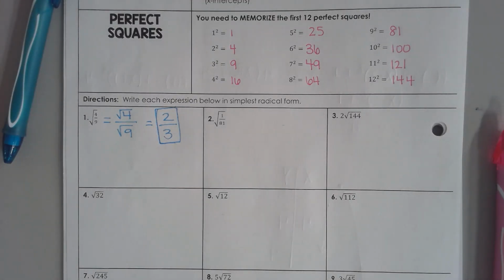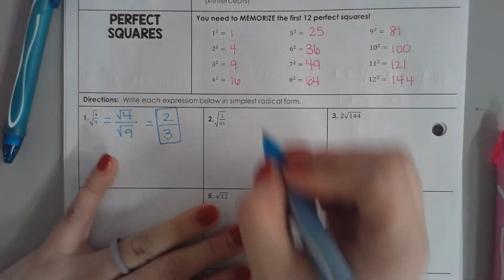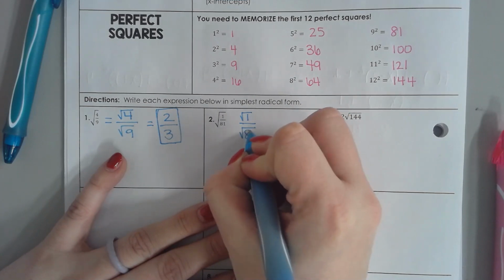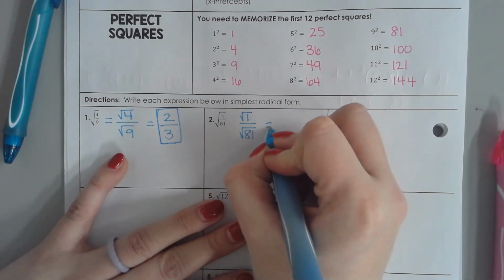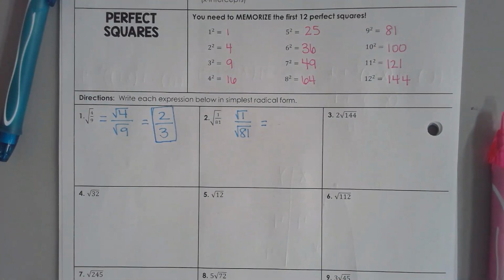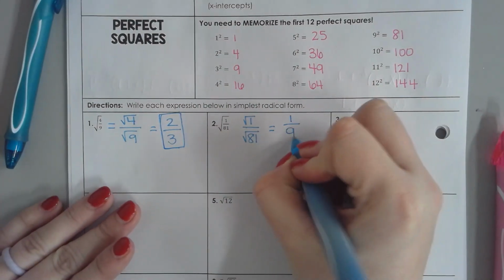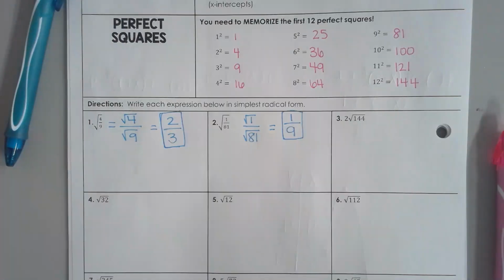You should have written number 2 as the square root of 1 over the square root of 81. What is the square root of 1? What is the square root of 81? Yep. So 1 over 9.